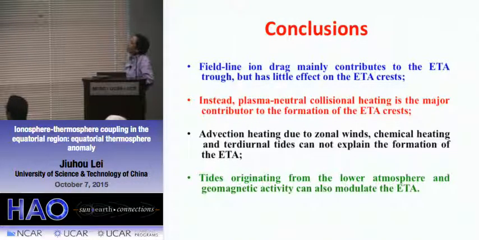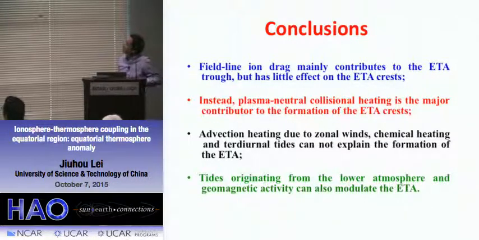So we found, first, the field line drag is acting. This is a follow-up study of Bellomy, and we extend this study and compare more quantitatively with observation, and this is also with self-consistent carbon neutron. The field line drag mainly contributes to the EIA trough, but has a minor effect on the crest. Furthermore, we found the plasma neutral kinetic heating is a major contribution for these two features.